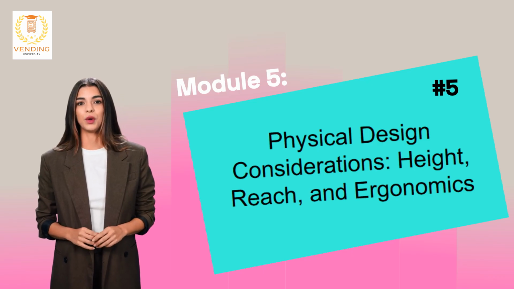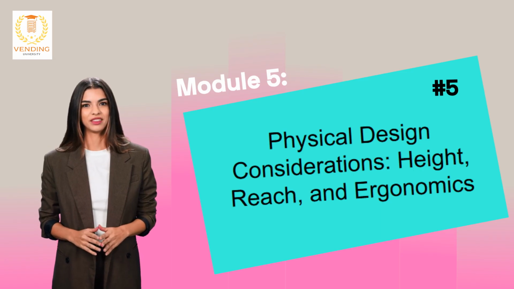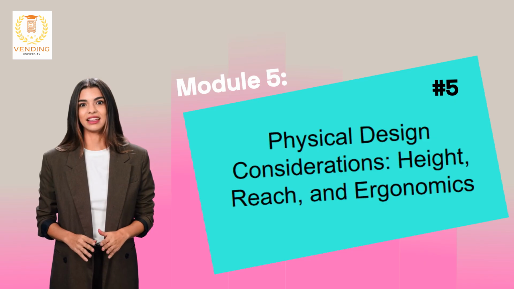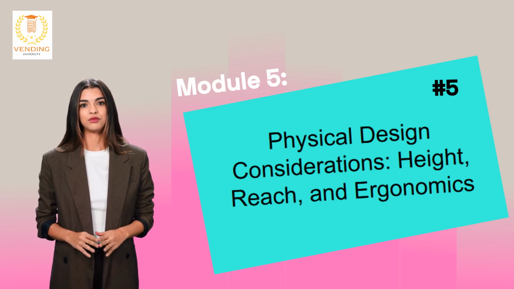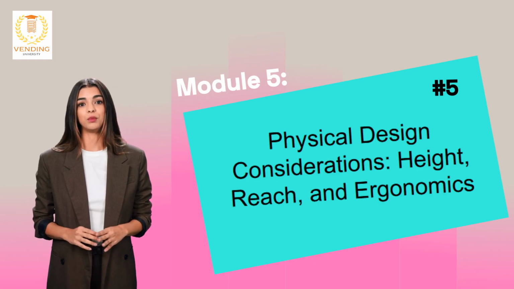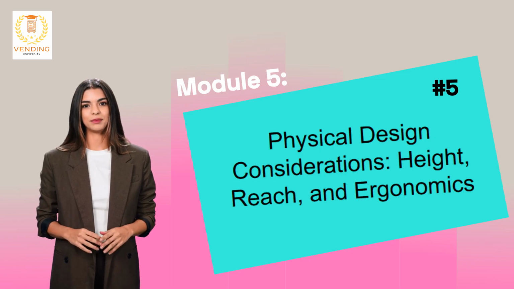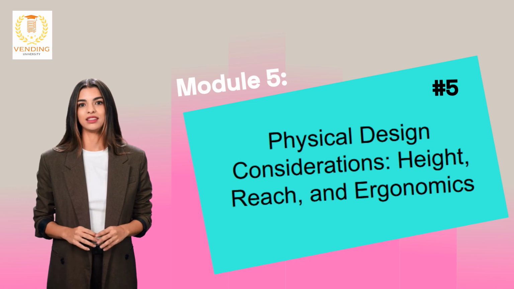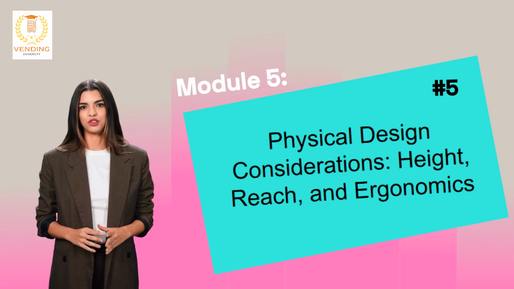The height of controls and product retrieval areas must comply with accessibility standards, such as those outlined in the Americans with Disabilities Act, ADA. Controls should generally be placed between 15 and 48 inches from the ground, which allows users in wheelchairs and people of shorter stature to reach buttons and payment interfaces easily. Similarly, the product dispensing area should be low enough to access without excessive bending or stretching.